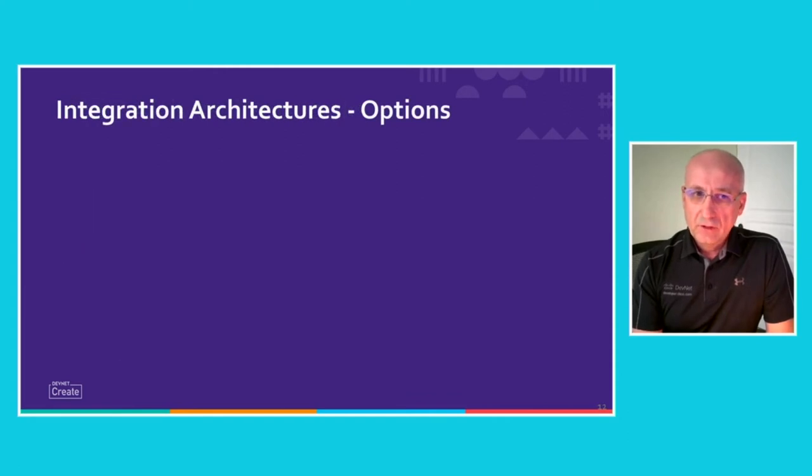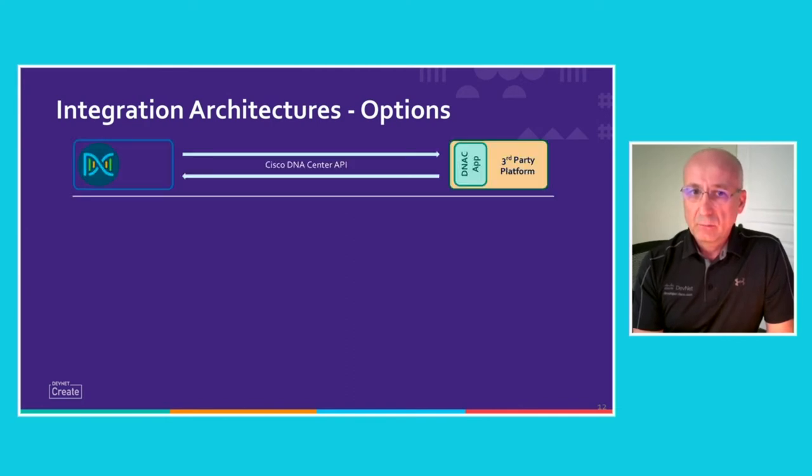There are a few different integration architecture options that we have when we are building an integration from Cisco DNA Center to a third-party platform. The first one is Cisco DNA Center, on the left, could send notifications to a third-party platform using webhooks. This platform may or may not have a DNA Center app running on the platform that could use REST APIs to collect additional information from DNA Center.